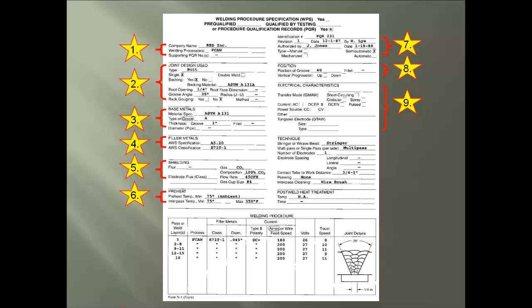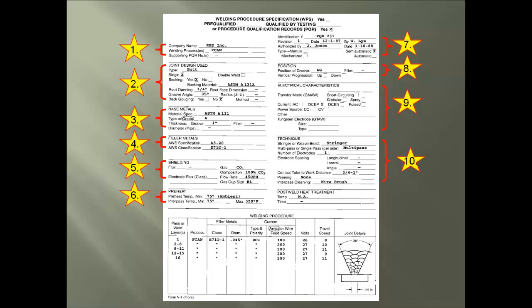Electrical characteristics is covered by star number 9, and here the gas metal arc welding transfer mode is called out. Then the filler metal current is needed, where we see the power source is asked for. CC means constant current, and CV means constant voltage. And lastly, the dimension of the tip used for gas tungsten arc welding is required.